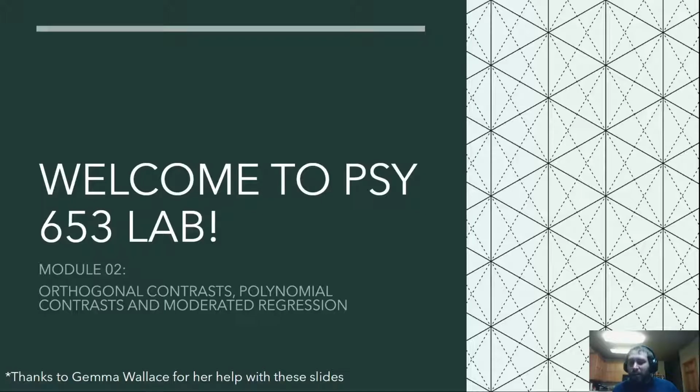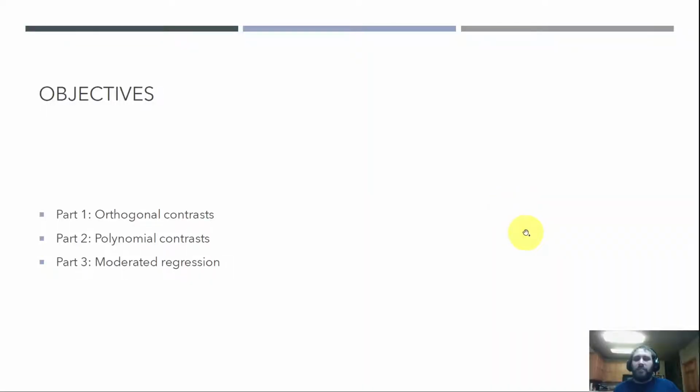Those are three kind of distinct subjects that we're going to be talking about. So I've separated this into three different parts. First we're going to talk about orthogonal contrast, then we're going to talk about polynomial contrast, then we're going to talk about moderated regression.